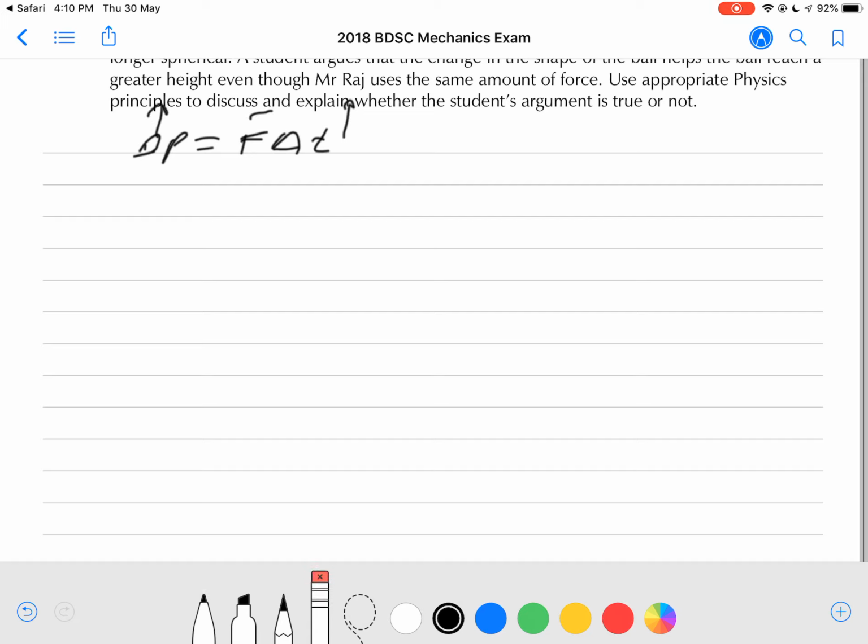gone up. So there's a higher change in momentum, and change in momentum equals m change in v. M is constant, change in momentum is increased, therefore velocity will increase, and as the velocity increases the ball will reach a greater distance. So now we have to put this into words.